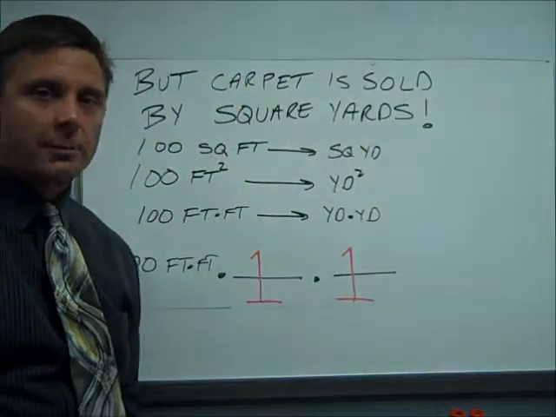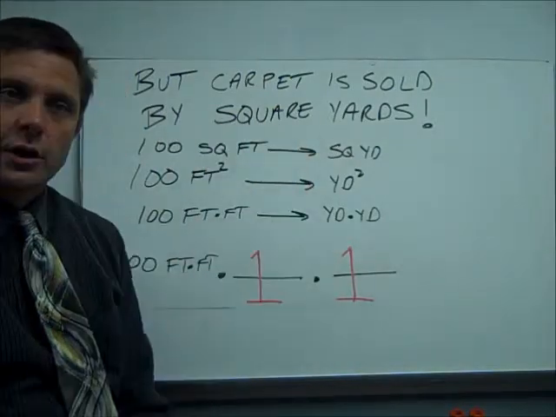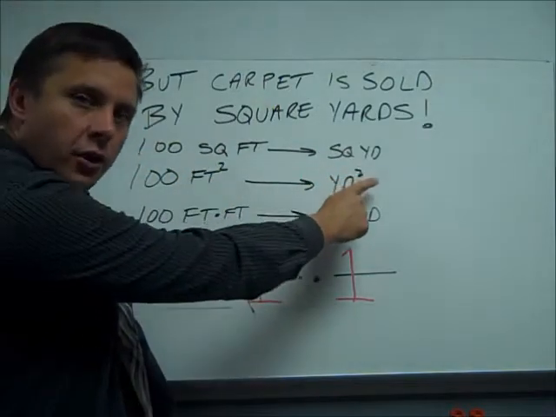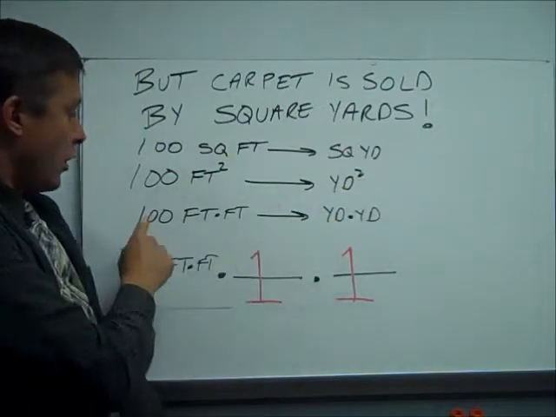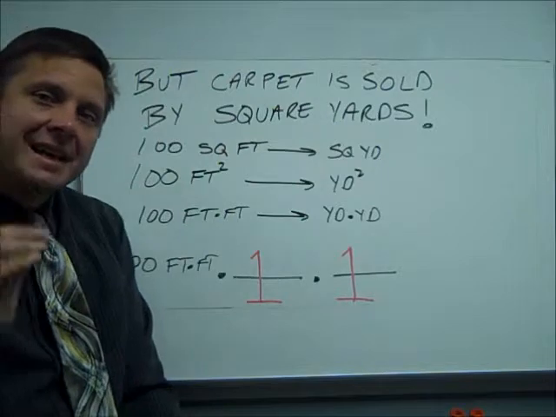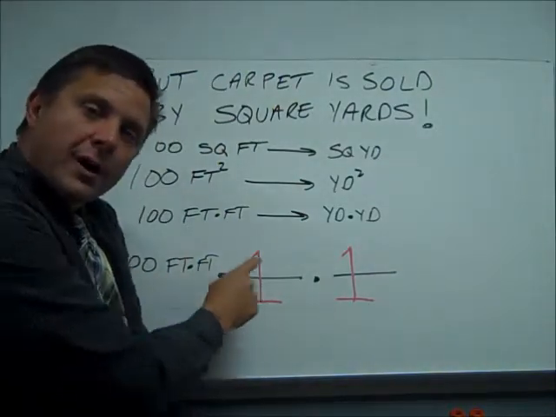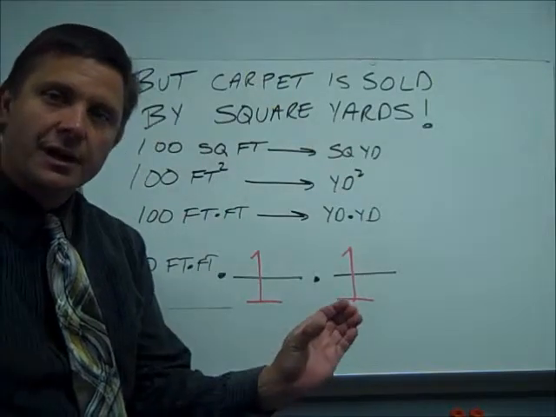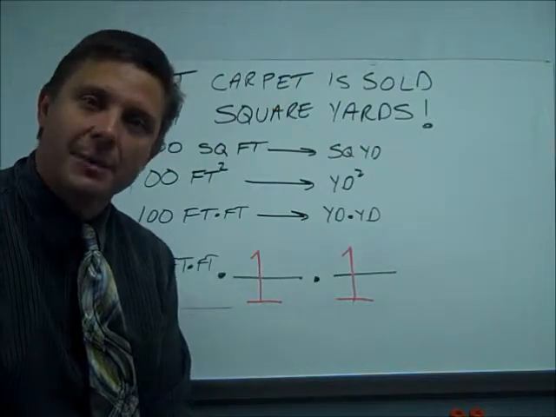But if you go to most carpet stores, carpet is always sold in square yards. So we need to take 100 square feet to square yards, or 100 feet squared to yards squared. And again, I can't stress enough, we are converting 100 feet squared, and we're multiplying by 1. The number will be different. It'll be 100 feet squared, and it'll be some blank yards squared, but it's the same room. It's still my 10 by 10 bedroom.